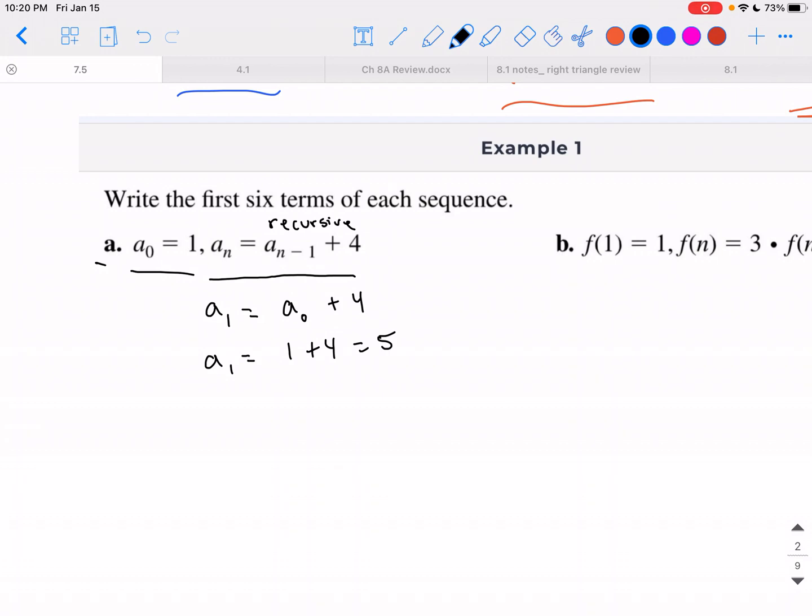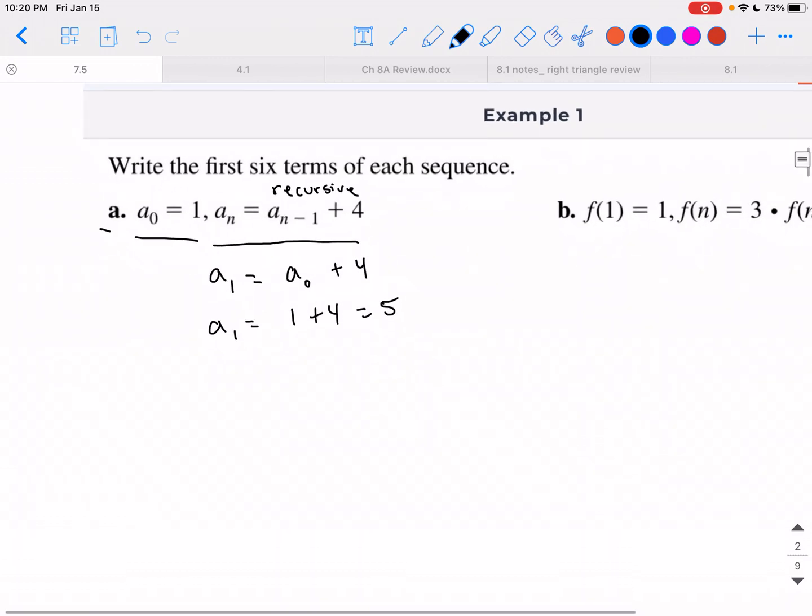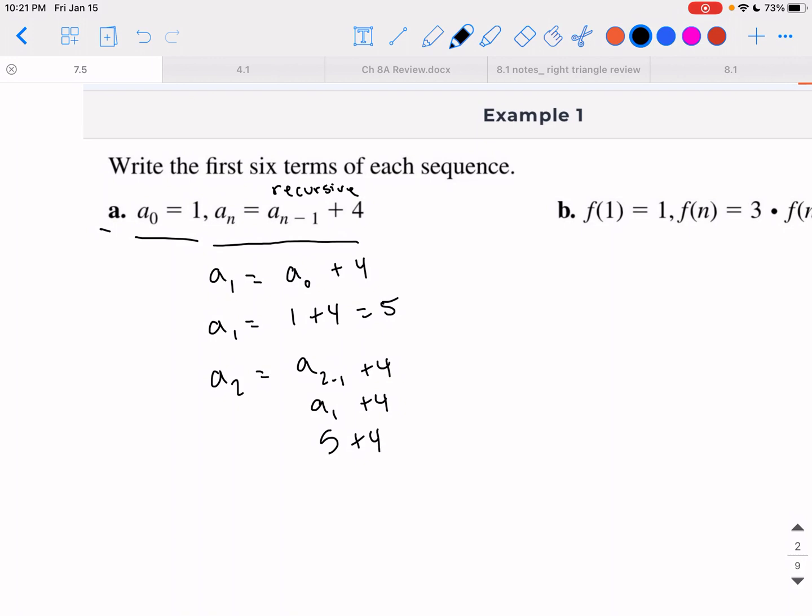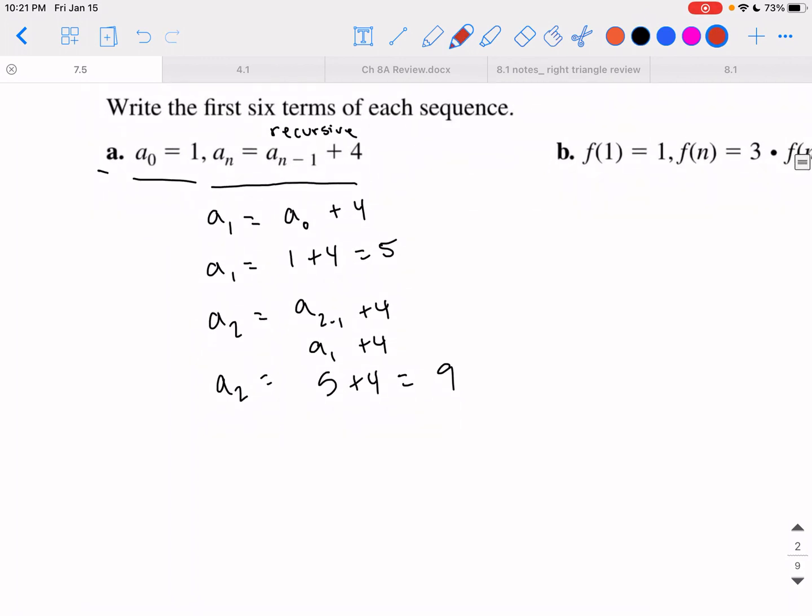Then I'll use a sub 1 to get a sub 2. You use the previous term to get to the next. So a sub 2 will be equal to a sub 1, because if I do a sub n minus 1, that's 2 minus 1 plus 4, so this is really a sub 1, and a sub 1 is 5, so 5 plus 4, so a sub 2 is 9. And then I'll use a sub 2 to get a sub 3. So a sub 3 is equal to a sub n minus 1. Now that we kind of got that idea, that would mean a sub 2, so 9 plus 4, so a sub 3 is 13.